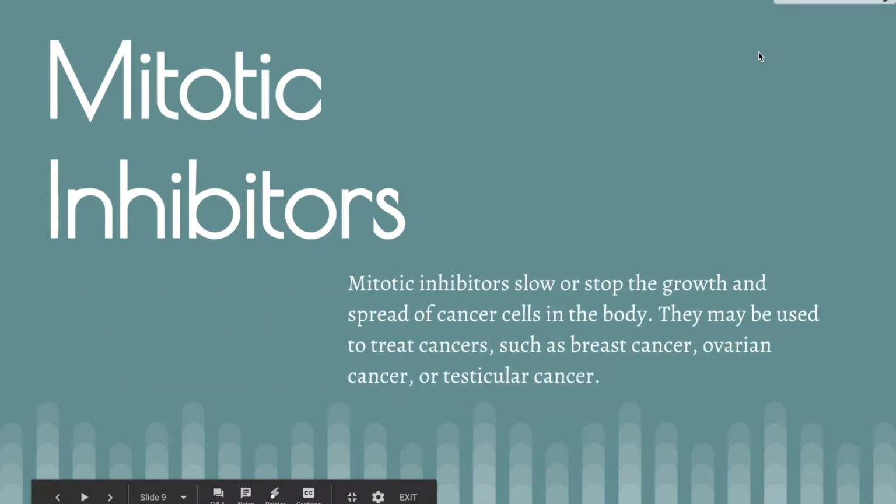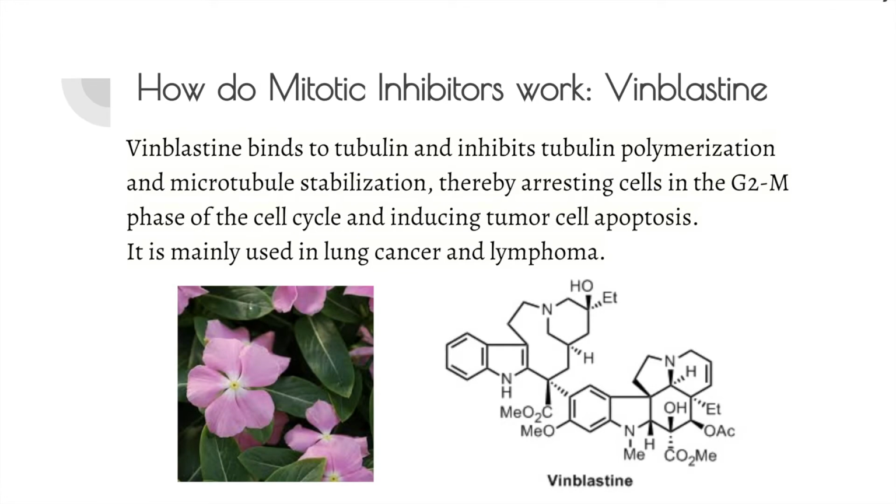So the next class of chemotherapy drugs that we will be talking about are mitotic inhibitors. Mitotic inhibitors work by slowing or stopping the growth and spread of cancer cells. They are used to treat a wide range of cancers, including breast cancer, ovarian cancer, and testicular cancer. To learn about the mechanism behind mitotic inhibitors, we will focus on one specific type called vinblastine. Vinblastine comes from the vinca plant pictured and is poisonous to most organisms.